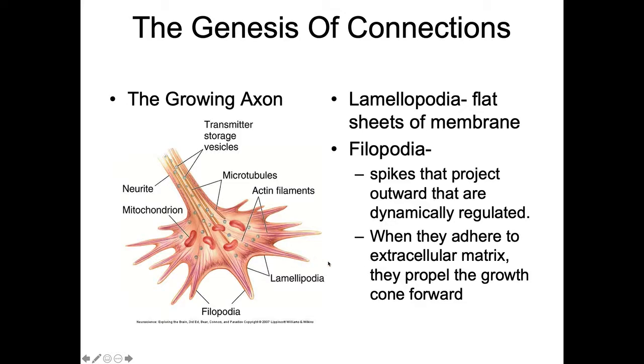And this particular filopodia, for example, will gain a longer length and will become a dominant one. And so anything that can help stabilize the actin filaments, this is really dynamic in here, will be important for helping to promote growth in one direction versus another. So it's a cool dynamic little system here. And these filopodia are these spikes that project outwards, and they're dynamically regulated. And when they adhere to the extracellular matrix, they can carry that forward.